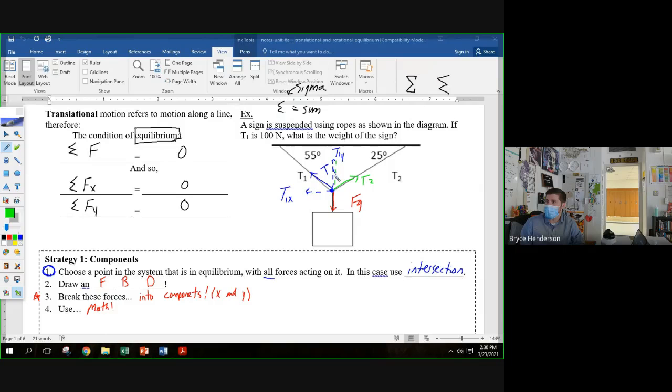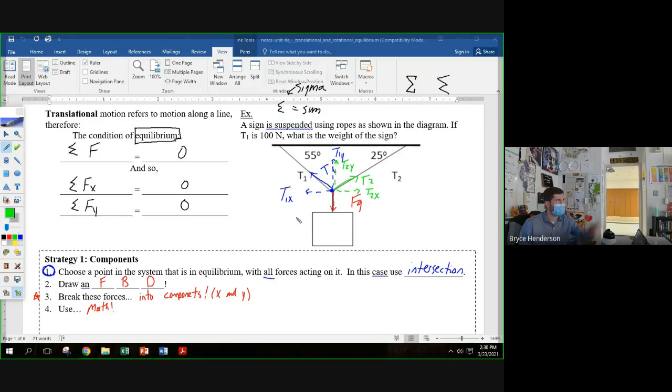And I can do the same thing for T2. I can draw a T2 dashed line straight up, call it T2y. And I can do the same thing to the right here and call it T2x. So all I'm doing is breaking these vectors into their component parts. And by doing so, what do you think we're going to do with T1x and T2x?